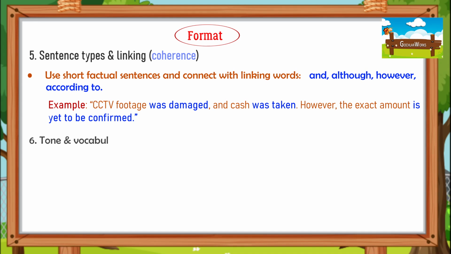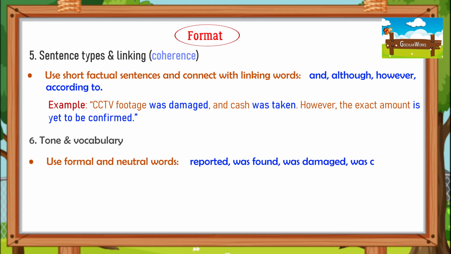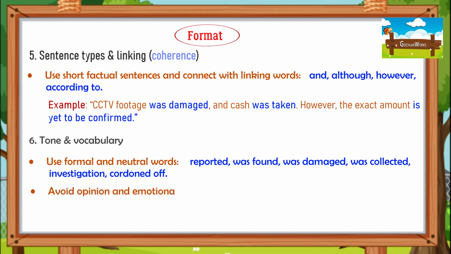Tone and vocabulary. Use formal and neutral words. For example, reported, was found, was damaged, was collected, investigation, and cordoned off. Avoid opinion and emotional words. For example, don't write terrible, unlucky, shock. Keep it factual.